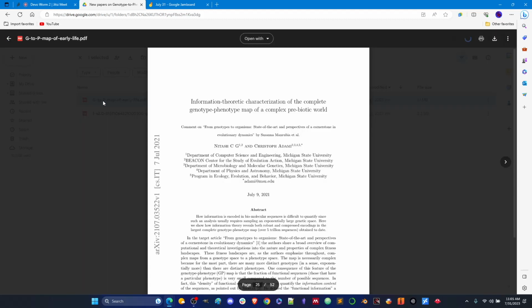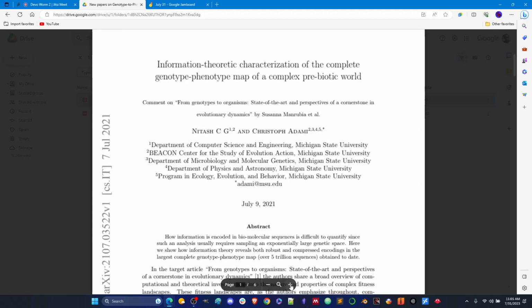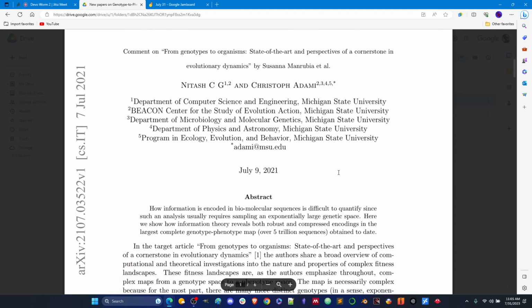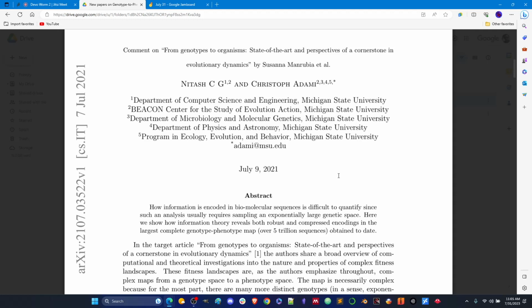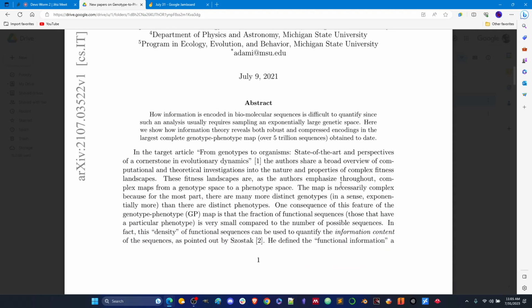Now on to the paper on early life. So this is Christoph Adami and Nitash C.G. And they're from Michigan State. And Christoph does a lot of stuff with biophysics and A-Life, especially like the Avida platform. He was one of the people to develop that. So this kind of talks about this original paper that we talked about previously.